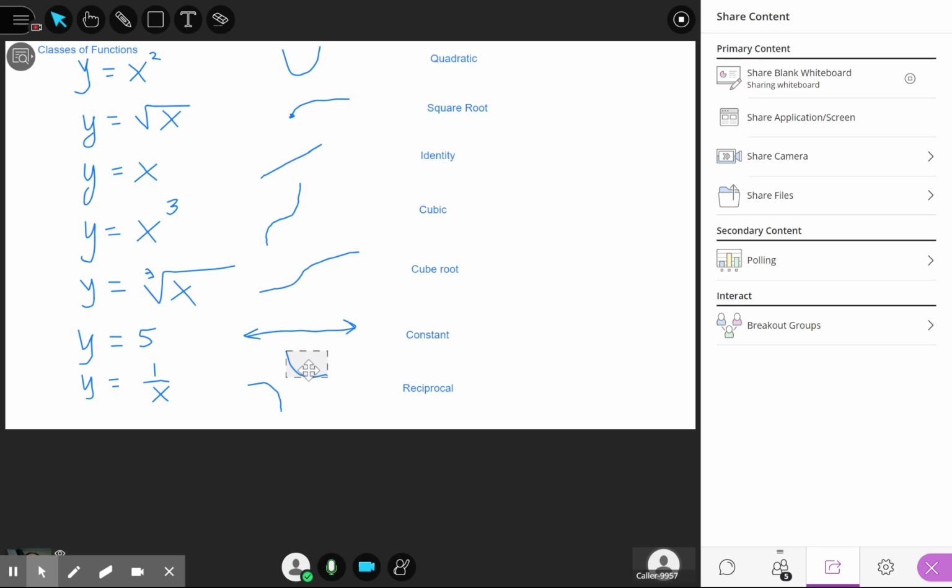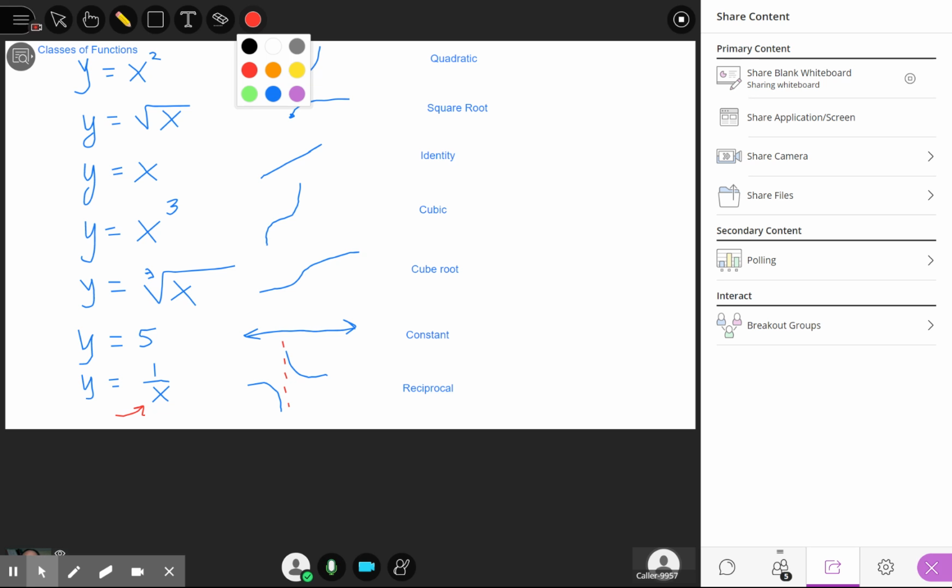And that reciprocal function has two branches, and it also has an asymptote that goes right down through the middle. And those branches never cross that vertical asymptote. The basic reciprocal function, y equals 1 over x, has its vertical asymptote at 0 because it's impossible to divide by 0. So if your x was 0, you'd have 1 over 0, which is impossible.